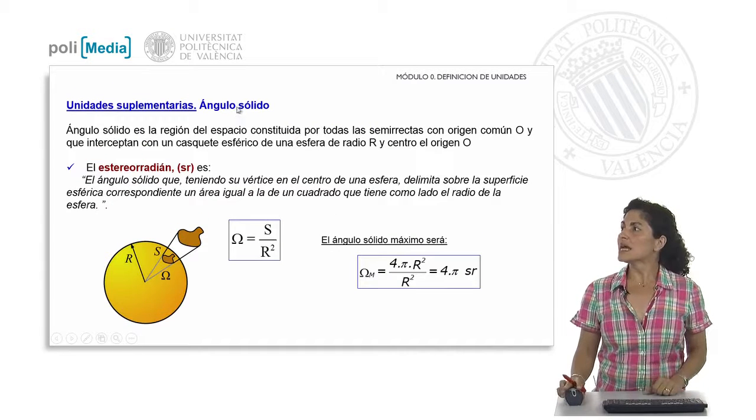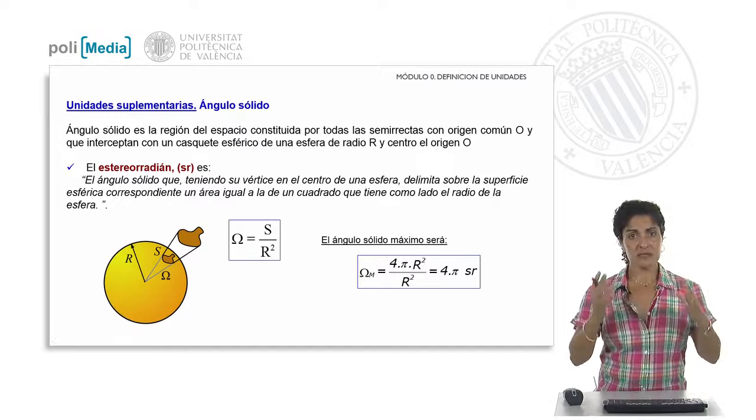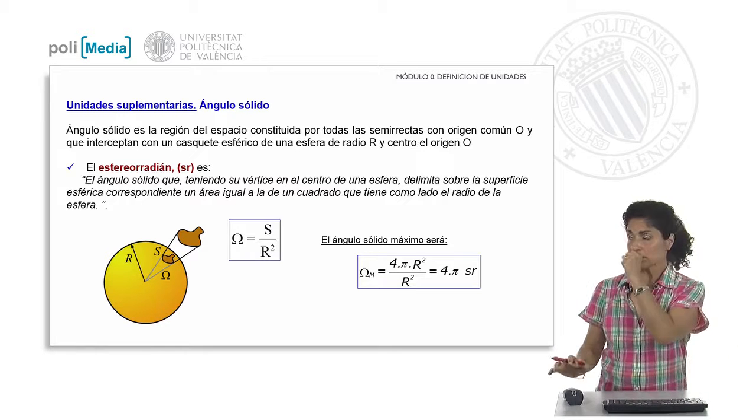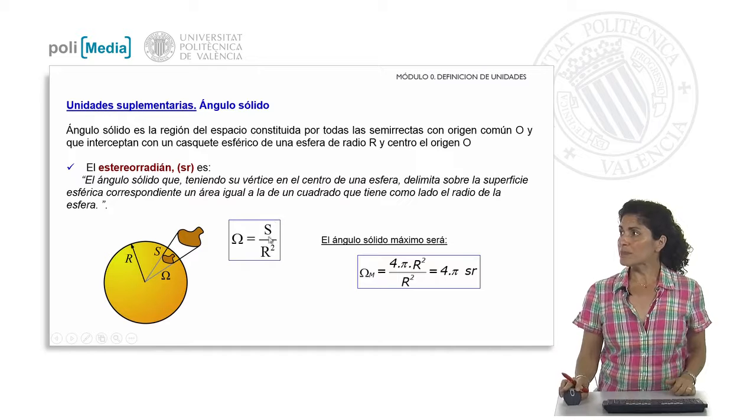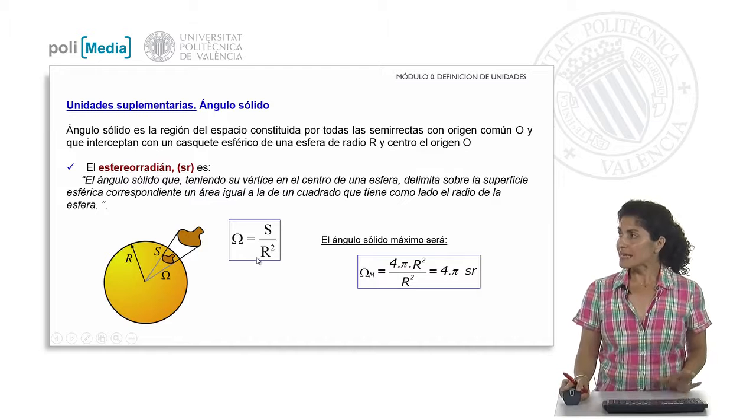The other magnitude is the solid angle, which would be the idea of the plane angle, but extended to 3 dimensions. I will work in this case with a solid angle that depends on the section intercepted by the sphere divided by the radius squared. And in that case, the units we work with are the steradians.